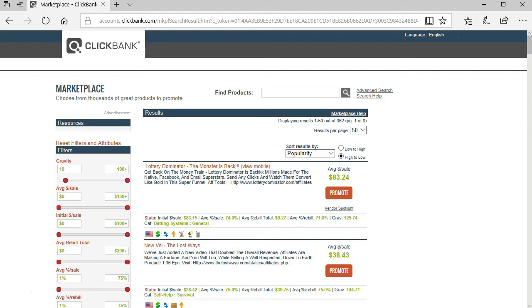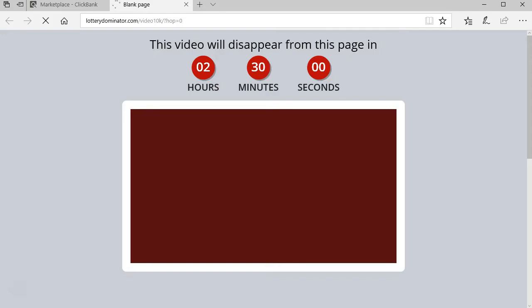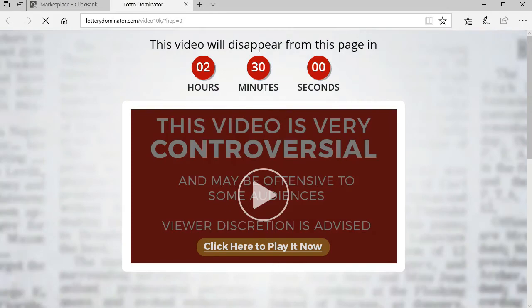However, this product is interesting because it promises to give people who don't have any special skills the ability to dominate the lottery, or at least that is what we can gather from just looking at the title of the product, Lottery Dominator. Now, let's click on this link, and this should take us directly to the Lottery Dominator website.